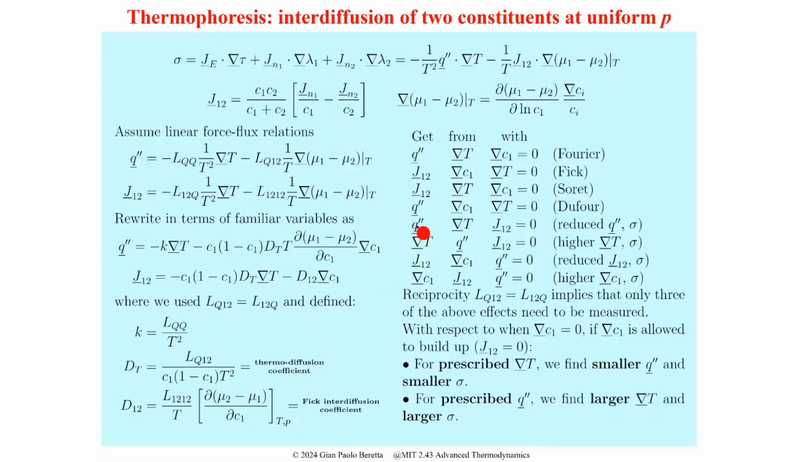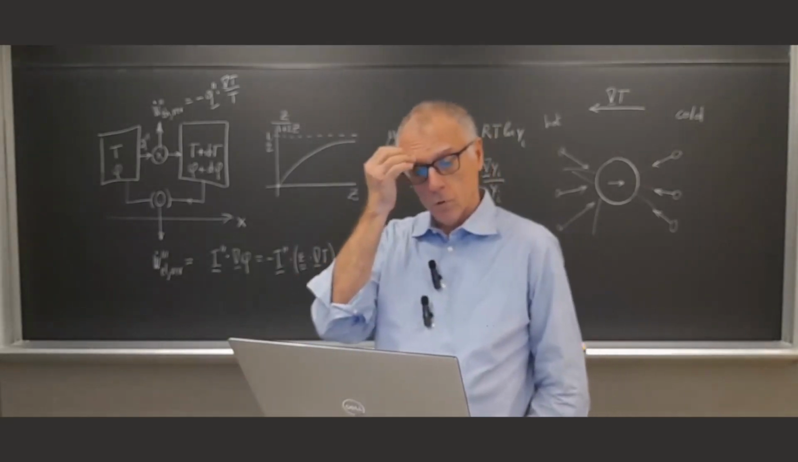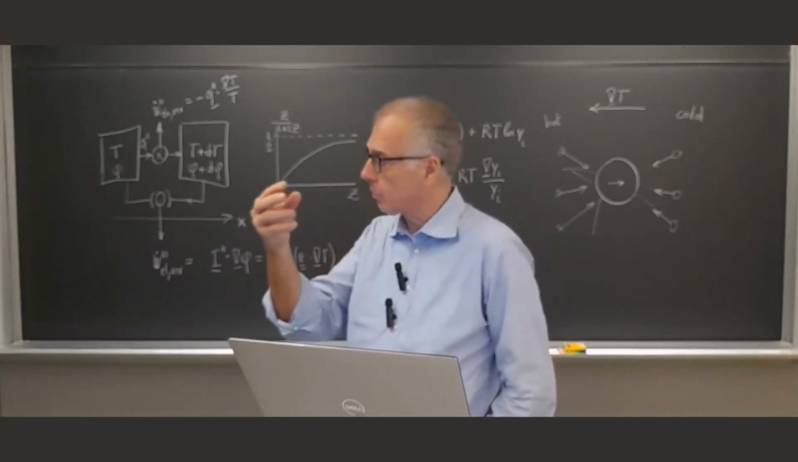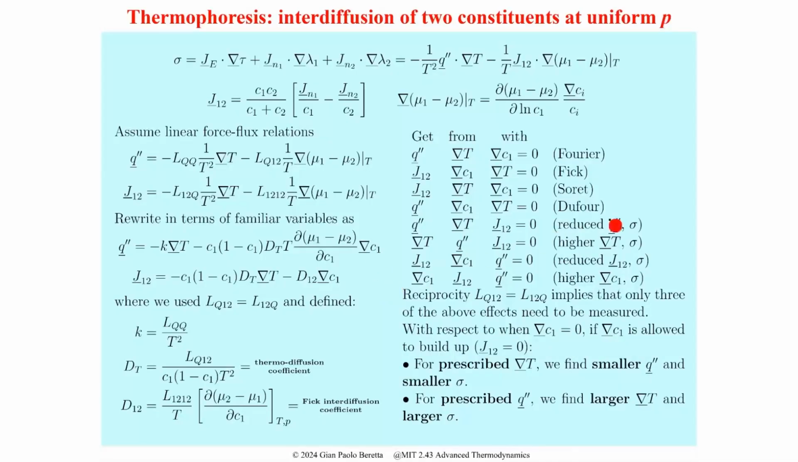Notice also, the opposite effect, the conjugate effect, is the Dufour effect. So when I have a Fick law at no gradient in temperature, I have a flux of particles driven by concentration, but I also have a heat flux driven by the concentration. Okay, so it's like the flux of particles carries with it also a heat flux, and that's the Dufour effect.